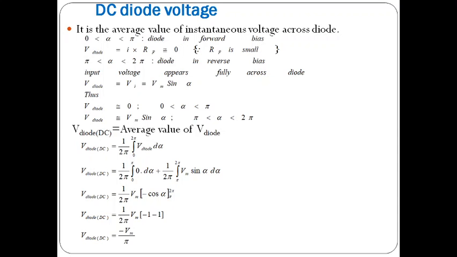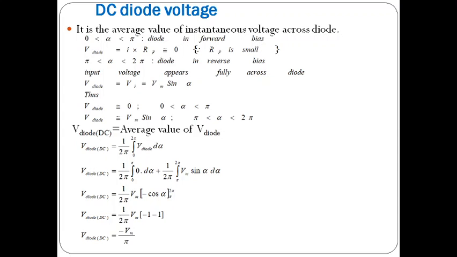So it can be calculated by considering two cases. Why? Because here we are applying one complete cycle, which is 0 to 2π. In this, 0 to π we are applying the positive half cycle, and in π to 2π we are applying the negative half cycle. So in the first case we are considering 0 to π, that is 0 less than alpha less than π. In this case we are applying the positive half cycle.